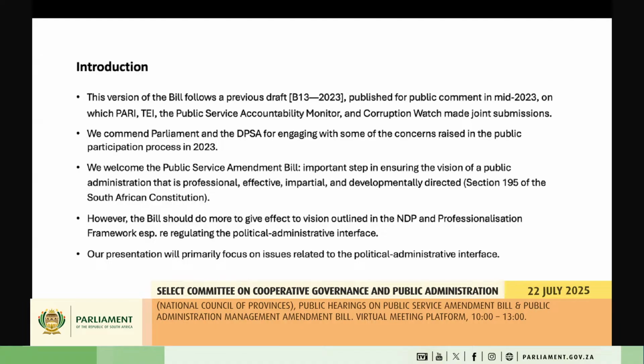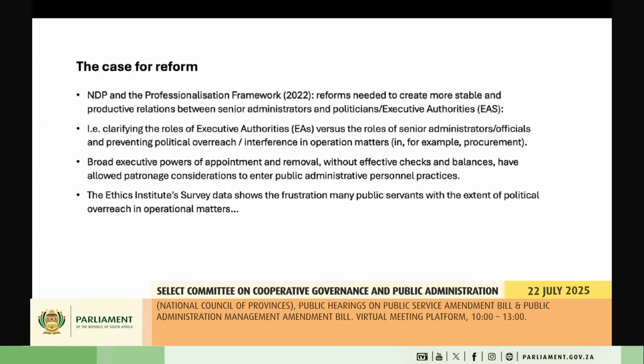We have studied the bill closely, and we know that there have been some changes made from the previous version, and we appreciate Parliament engaging with the submissions from that previous process and making some minor but important changes. We are broadly very supportive of the bill. We think that it could do a bit more to support the vision of public sector reform outlined in the NDP and the professionalisation framework, but we would certainly like to see this bill passed. So I'm going to take you through our presentation now, which focuses primarily on the issue of the political administrative interface and the regulation of that.